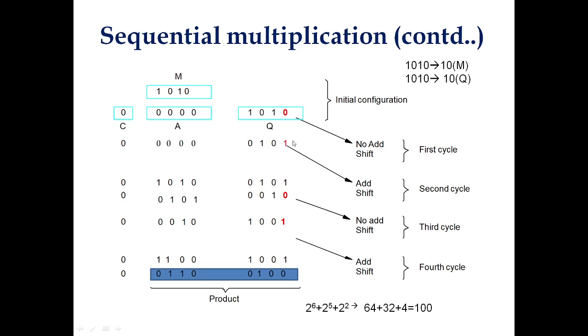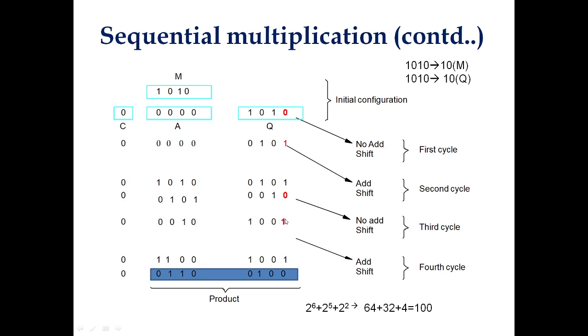Then in the next cycle, check the Q0 value, it is 1. 1 means you have to add. So you have to add the M value with the A value. All A values are 0, so you will get 1 0 1 0. Then you take the multiplier value the same, then shift one bit. So you will get this as a partial product. Next, check this value, it is 0. 0 means no add, but you have to shift to the right side. So you will get this as your partial product. That is your third cycle.